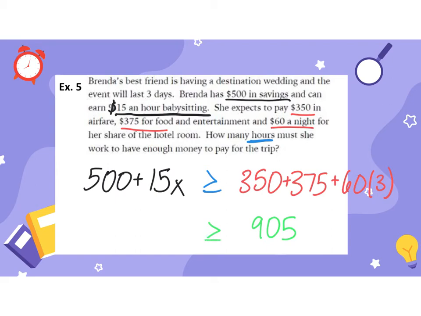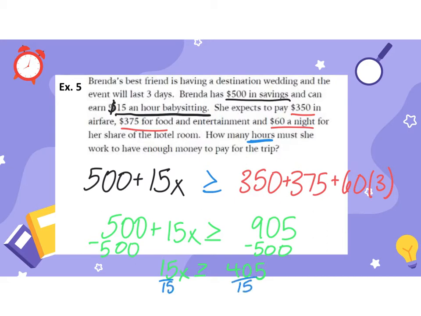Okay, so we get 905. Then subtract this 500. Good. You get 405. So 15x is greater than or equal to 405. Divided by 15. And x is going to be greater than or equal to 27. 27. Okay. X is greater than or equal to 27. 27 what? Hours. So she needs to work at least 27 hours if she's trying to go on this trip.